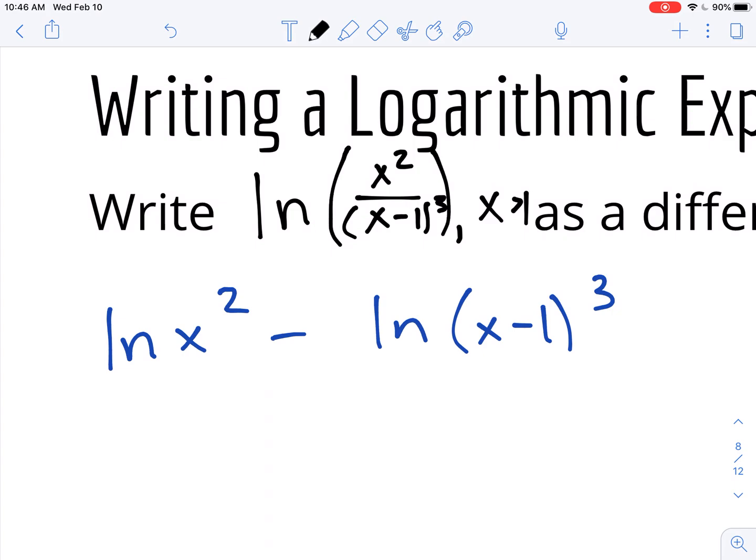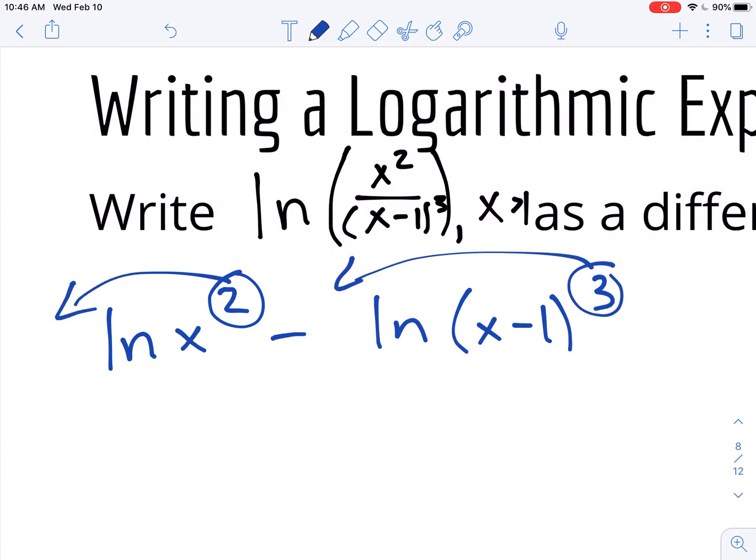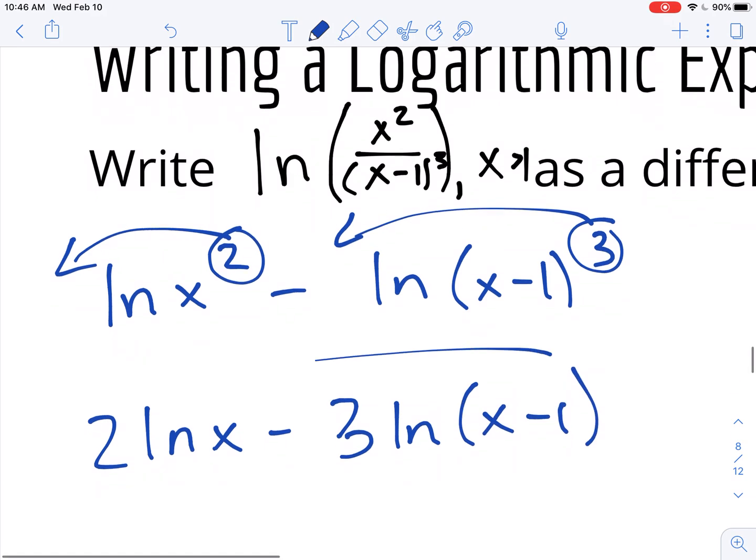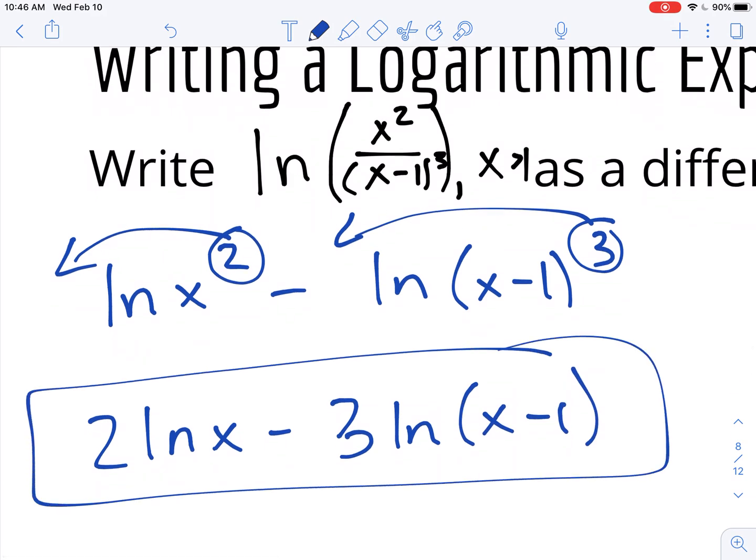So now I can rewrite this as the natural logarithm. I can move both my powers in front, and I can express those as factors. So now I can express this as 2 times the natural logarithm of x minus 3 times the natural logarithm of x minus 1. And then I'm going to leave it here because I cannot break up that x minus 1 anymore. It's just that simple.